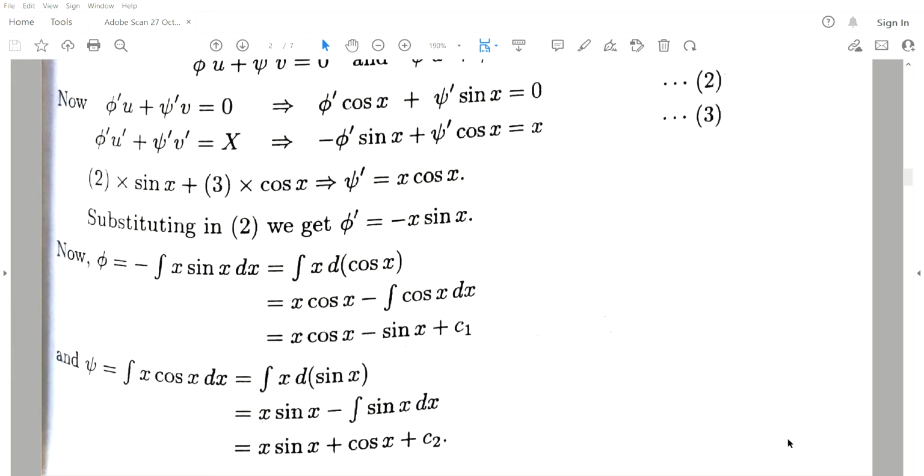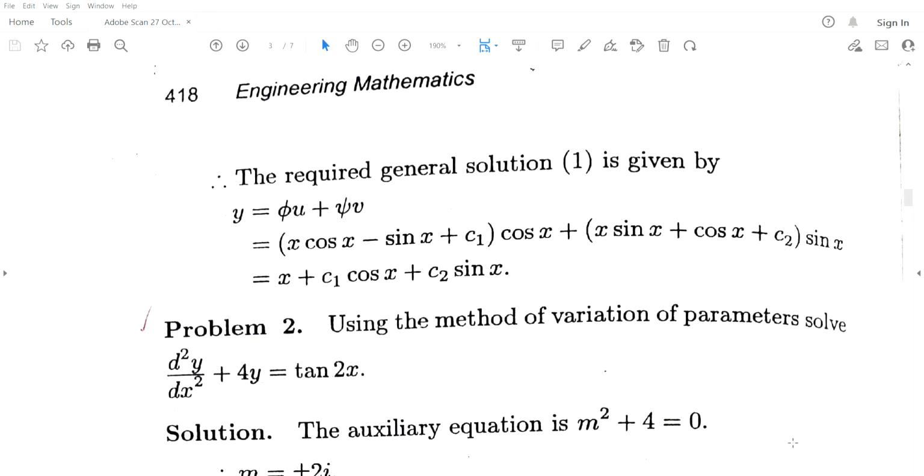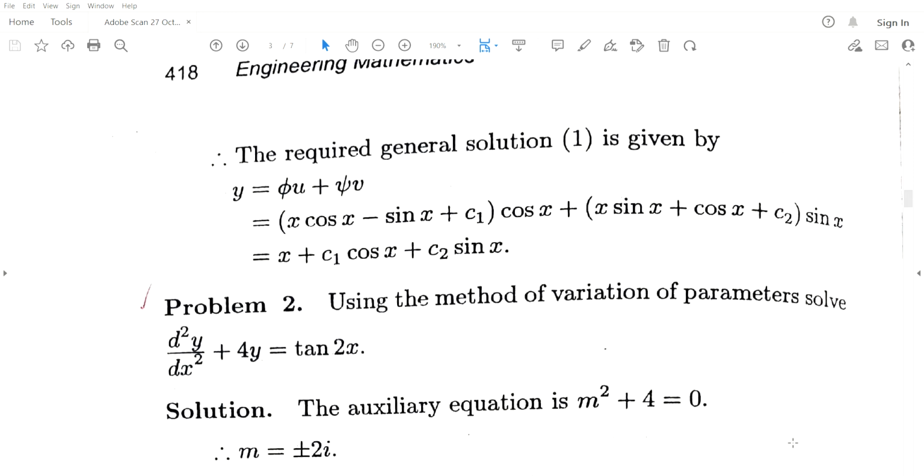Therefore eliminating phi dash, we get psi dash is equal to x cos x, and substituting that we get phi dash is equal to minus x sin x. Therefore we can integrate that with respect to x, we get phi equals x cos x minus sin x plus c1, and integrating psi also we get this equation. Come to the next page. Therefore the general solution, or the required solution, will be phi u plus psi v. Substitute the value of phi and u, the complementary function, psi and v. Therefore this is the solution.